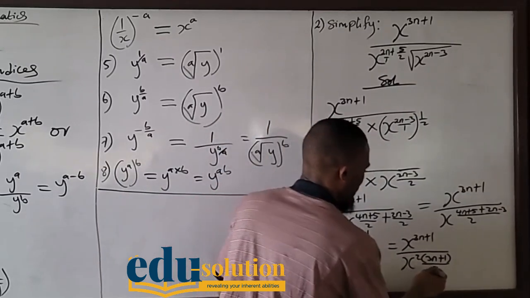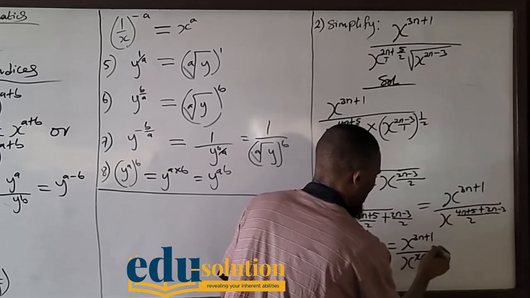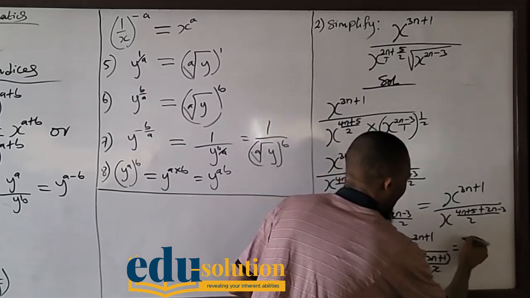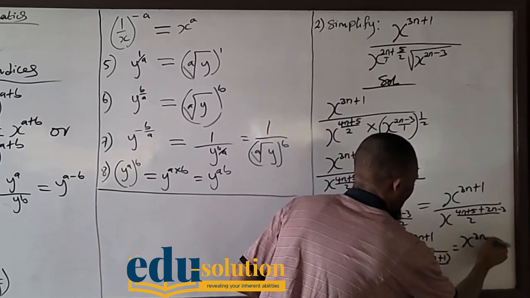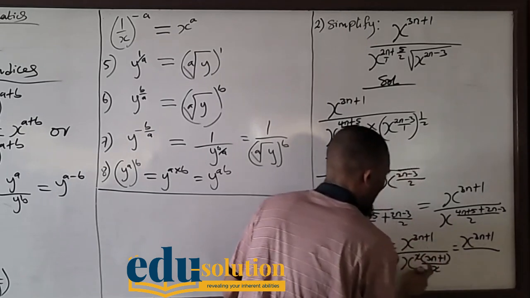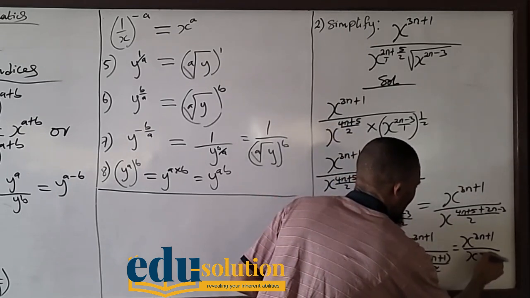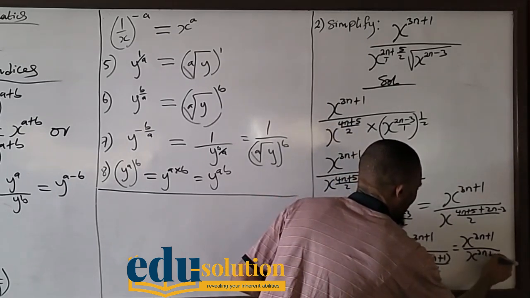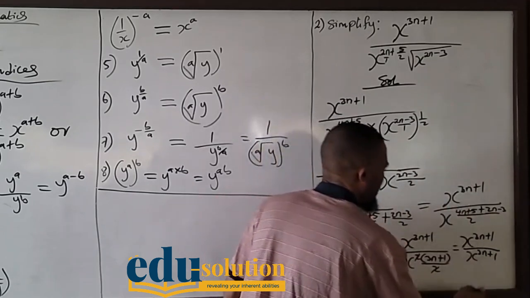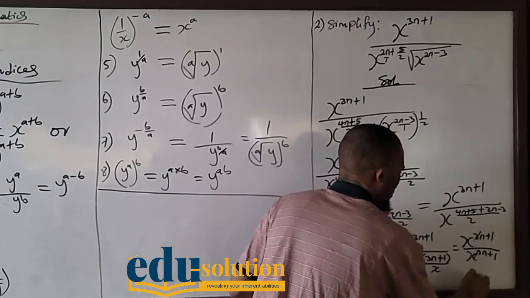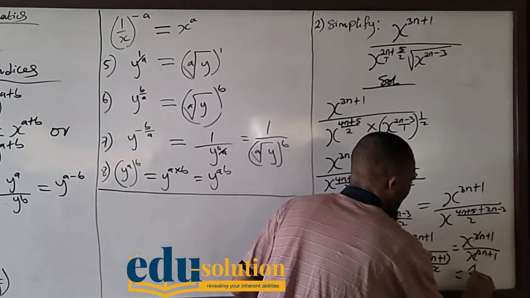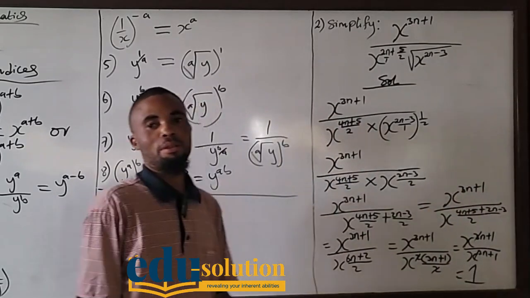So from here, this can cancel this. So that we now have s raised to the power of 3n plus 1 over, what we have left here is s raised to the power of 3n plus 1. You can see that they are now the same thing. So this is going to go into this. What is our answer? 1. Okay, beautiful.